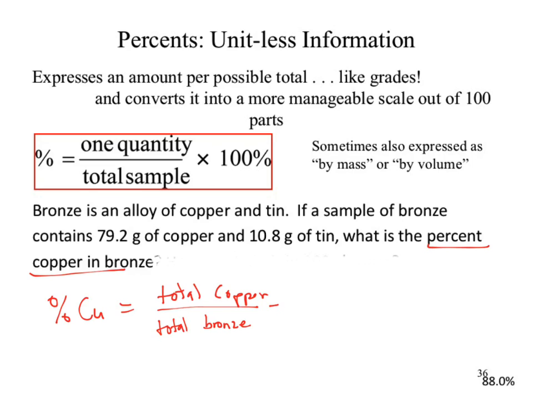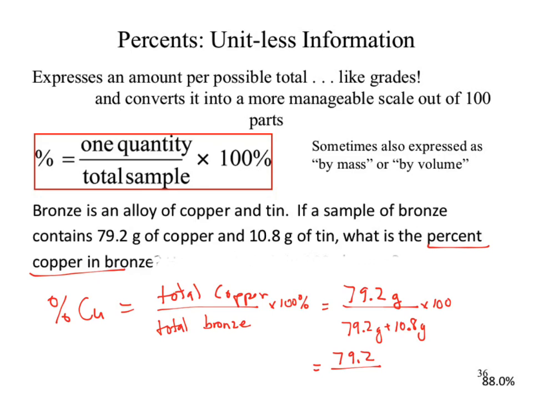So what is the total copper in that sample? And I always forget this, times 100%. What was the total copper in the sample? 79.2, technically grams. What was our total bronze? What is bronze? Copper and tin. According to the question, it's an alloy of copper and tin. So to figure out the mass of the bronze, what do I have to do? 79.2 grams plus 10.8 grams, times 100. Thank you for reminding me on that.